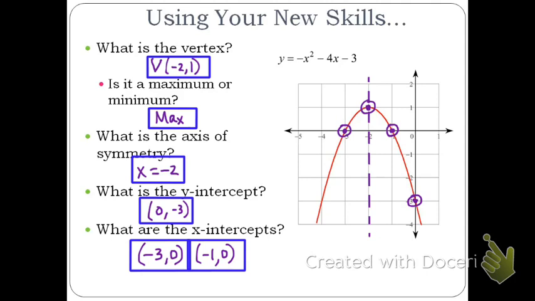Now what is the y-intercept? It crosses your y-axis at (0, -3). And the x-intercepts that we found are exact, and we have (-3, 0) and (-1, 0). So please make sure when you get a problem like this, you identify as fully as possible. Be very thorough and complete with your answers. Alright, time for the worksheet, and good luck.